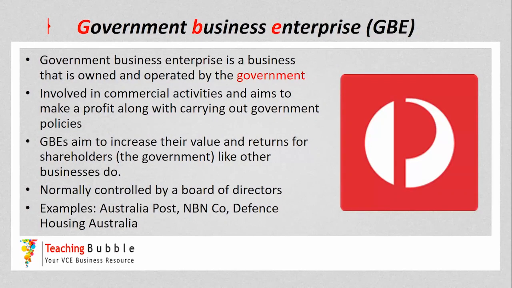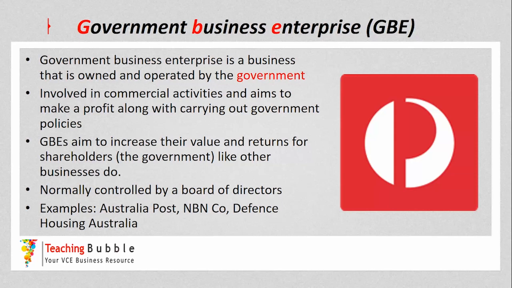Now, the last business type that we need to look at is a government business enterprise, or what you might see abbreviated as GBE. A government business enterprise is a business that's owned and operated by the government. Again, like all other businesses that we've looked at, it still looks to operate commercially and aims to make a profit and also carry out government policies, but it aims to make a profit through the sale of goods and services. If we look at Australia Post, that's the example where, by the service it provides, it is aiming to make a profit.